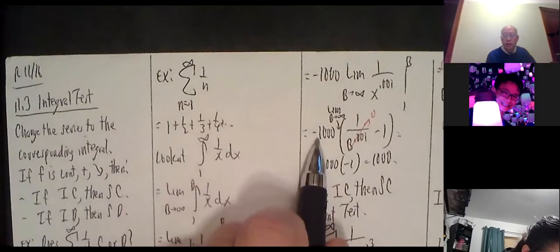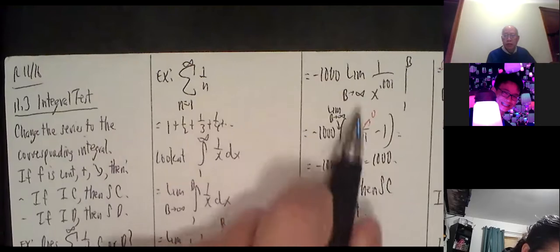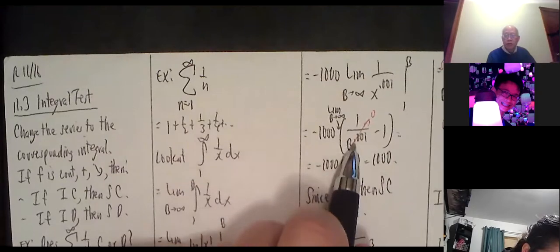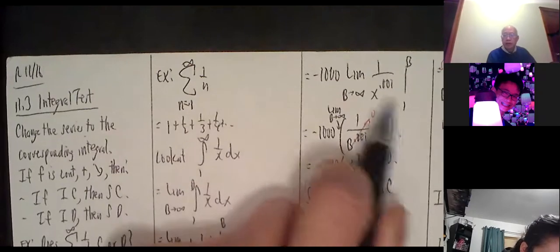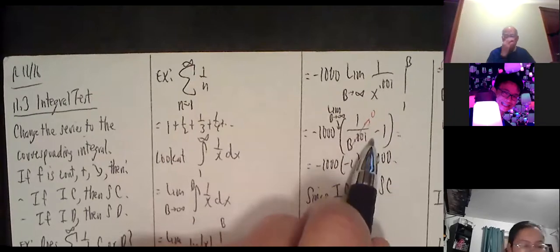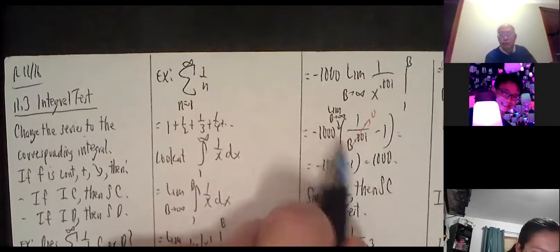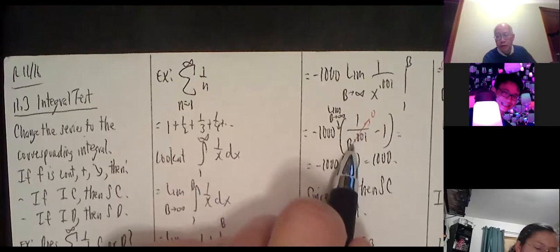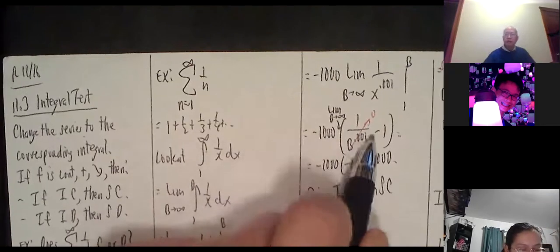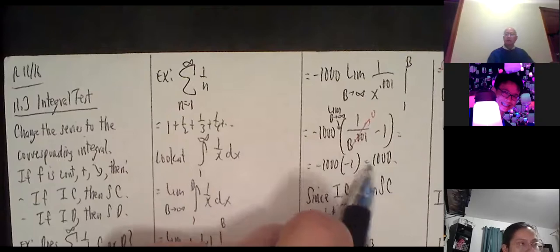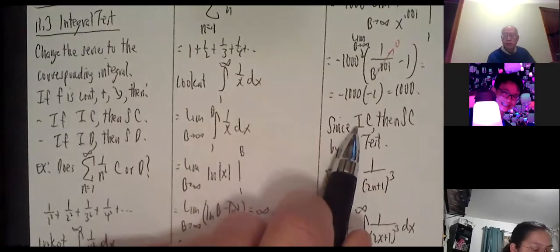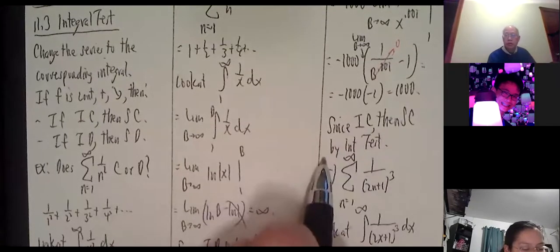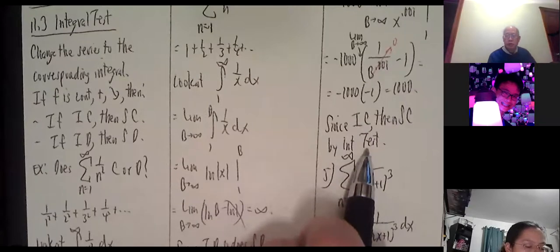So negative 1,000 times the limit as b approaches infinity of 1 over b to the 0.001, minus 1 raised to anything is 1. Now when b gets super big, the denominator gets big, so this approaches 0. 1 over big is 0. So I have negative 1,000 times negative 1, which is positive 1,000. The integral converges, therefore the series also converges by the integral test.